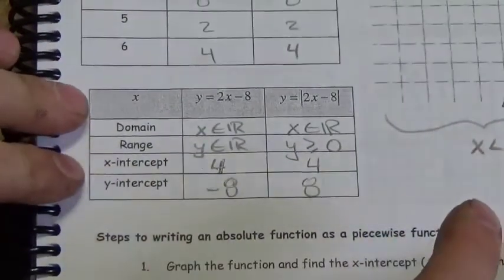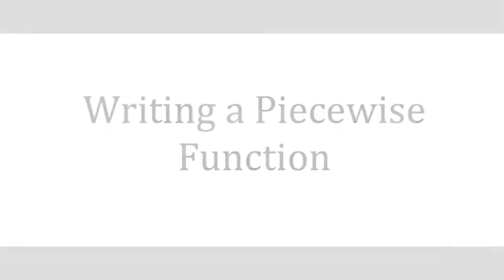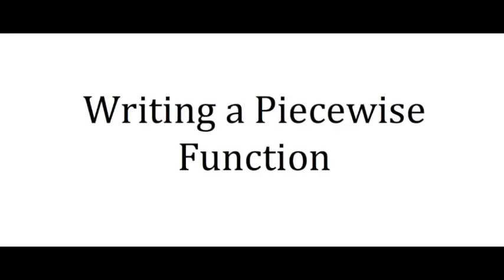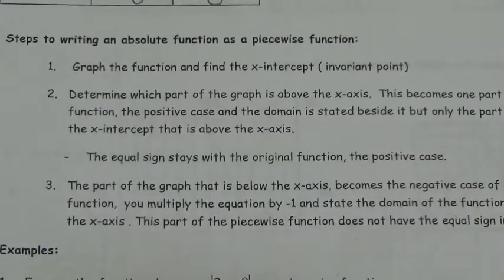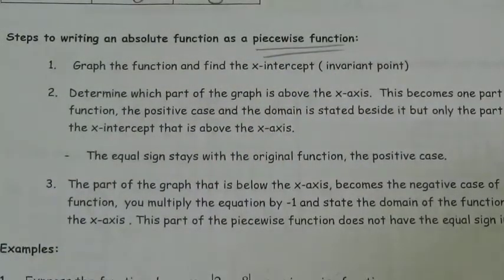Now we're going to take a couple moments here and we're going to start talking about that equation a little bit more. Now finally, we're going to introduce a procedure for writing the piecewise function. Okay, so now we want to talk about writing the piecewise function that corresponds to an absolute value function.